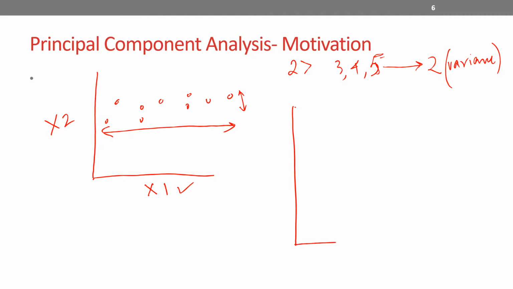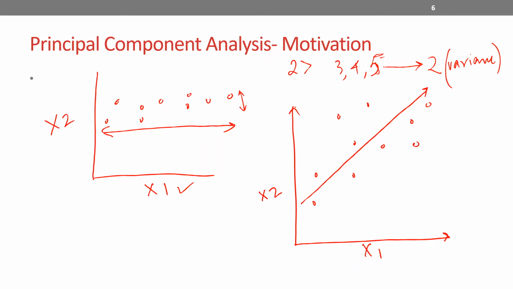Again, a hypothetical example. Let's say this is x1 and this is x2, right? And let's assume I have only this much data. You can see just by looking at the way the data is distributed that I can capture the direction of most variation. Somewhere here, this is the direction of most variation. This is the highest variability, so this is the highest variance, right?